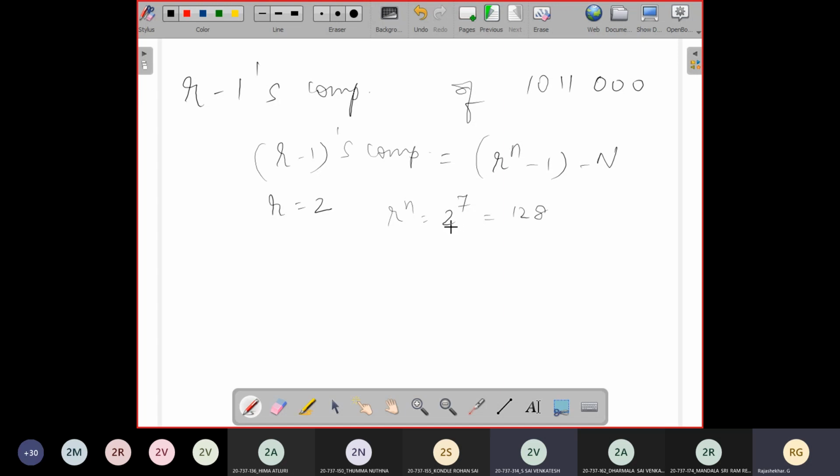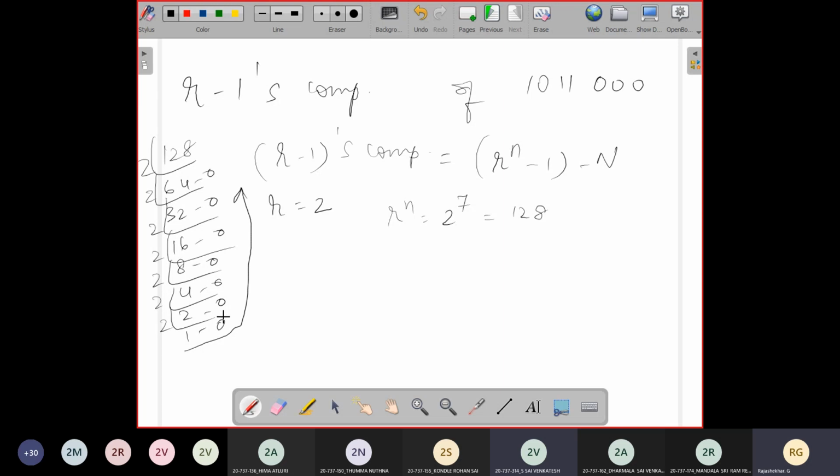128 in binary, anybody? So I'll just show you 128 in binary. 2^6 is 0, 2^5 is 0, 2^4 is 0, 2^3 is 0, 2^2 is 0, 2^1 is 0. So what do you see here? 1 followed by how many zeros are there? 1, 2, 3, 4, 5, 6, 7 zeros. So R^n will be 1 followed by 7 zeros. That is 2^7, that is 128.